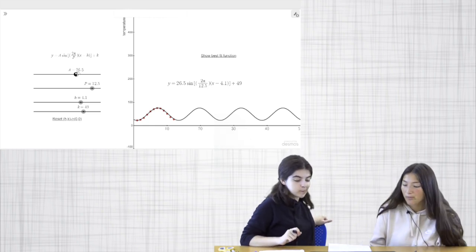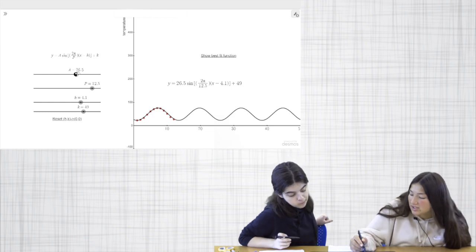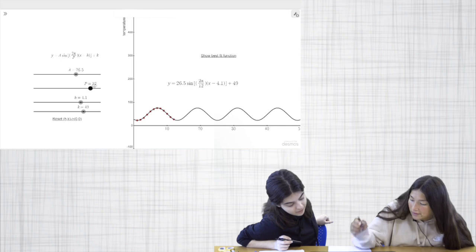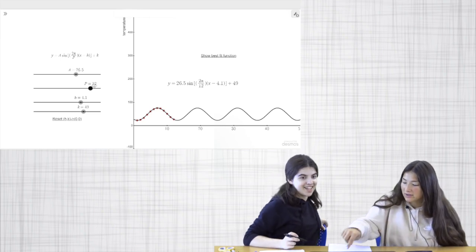Wait, why isn't P, shouldn't it be 12? Oh, yeah. Why did it go up? Yeah, 12. There. See, now it matches down there a little bit better. I see.